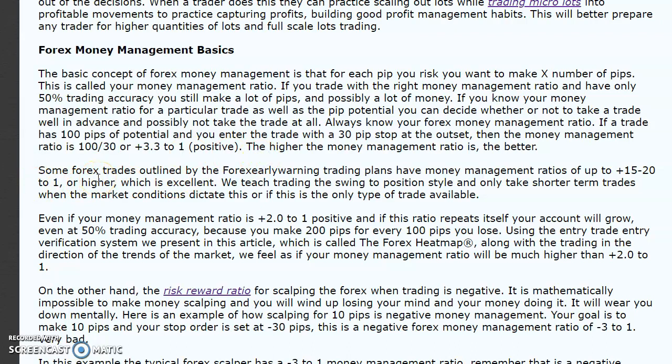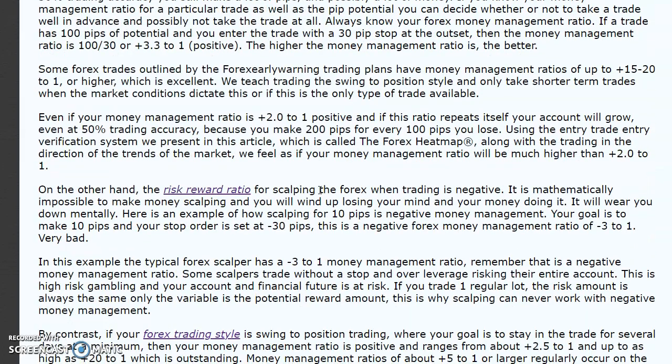Now, a lot of Forex websites say that a money management ratio of 1.5 to 2 is good. We think that's completely wrong. We think 3 to 4 is probably the lowest you should have. And some of the Forex Early Warning trading plan trades, since we trade with the higher time frames, have ratios up to 15 to 20, in some cases 30. So look at the higher time frames. And we have lessons on how to do that on multiple time frame analysis.